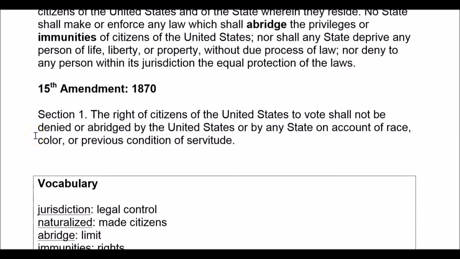This is also significant because in 1870, the only people who could vote would be men. Women don't earn suffrage or the right to vote until 1920 with the 19th Amendment.